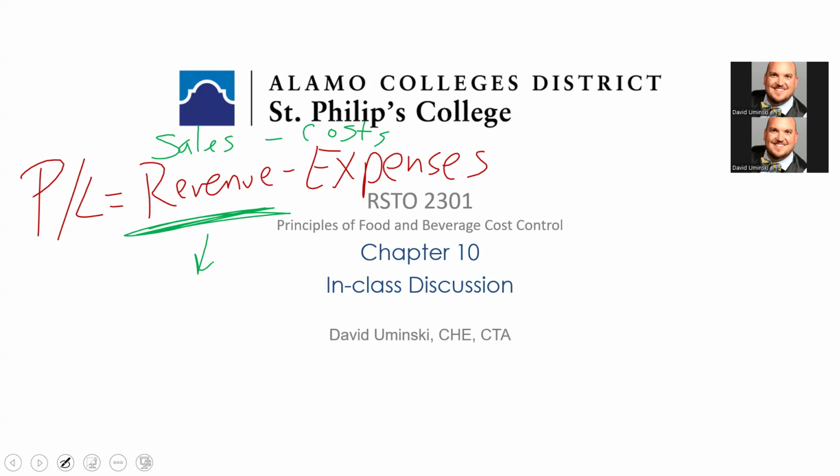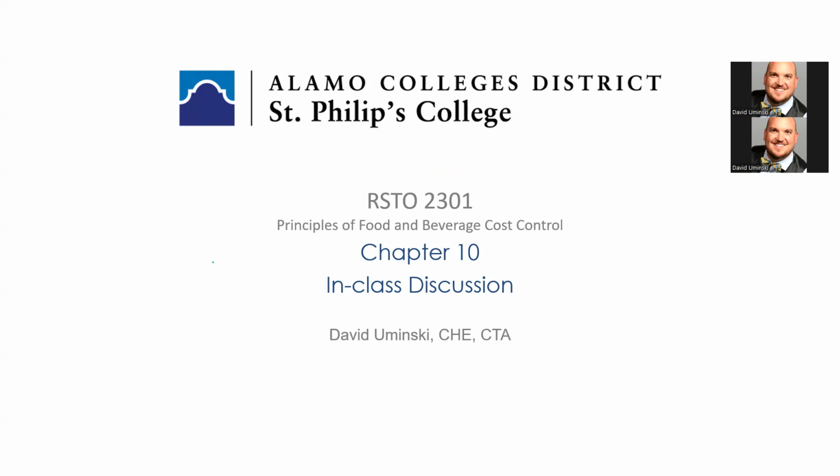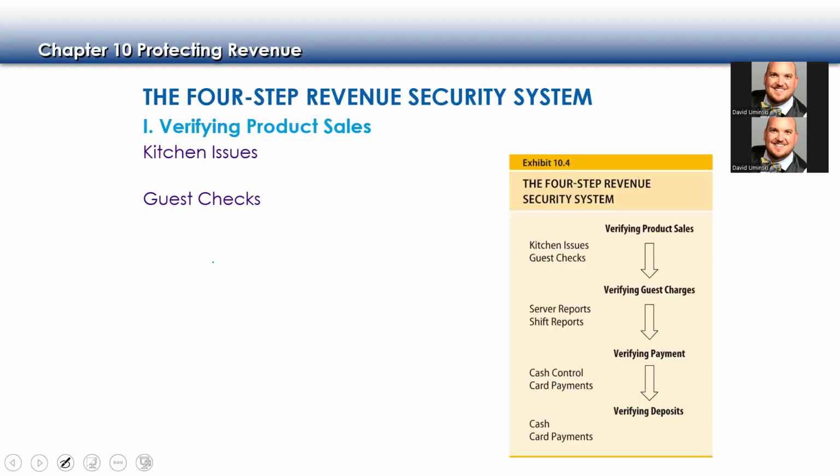We're going to talk a little bit about the revenue process and ways that we can protect. Okay. So the first thing we want to do is verify what was actually sold. Okay. So the 4 steps we're going to go through: verifying our product sales, verifying the guests were charged correctly, verifying the payment was made, and then verifying the deposits that actually go into the bank.